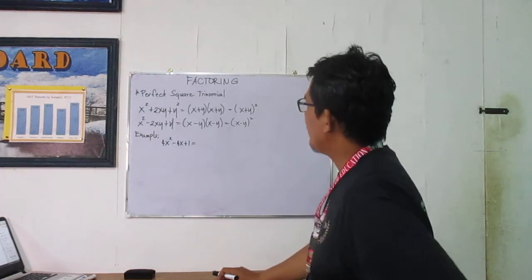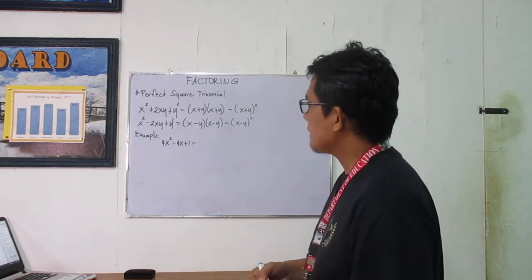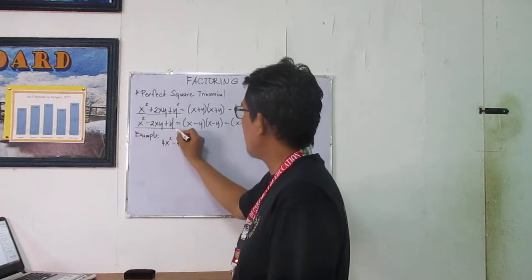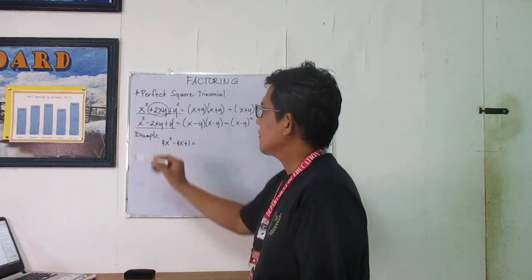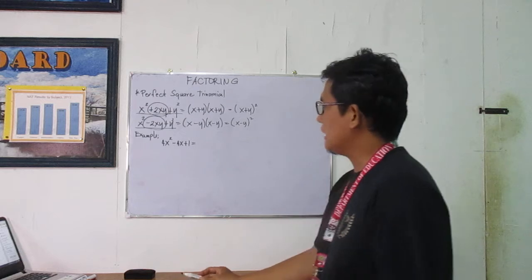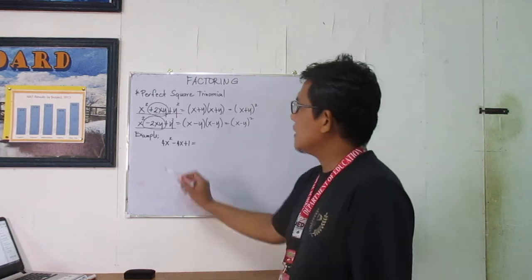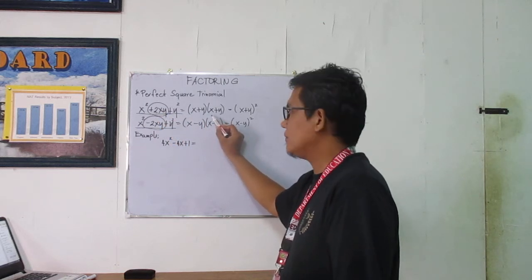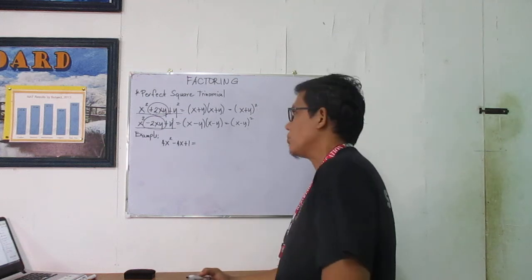Okay, so let's proceed with factoring perfect square trinomial. So we have here two formulas. If you are given this formula and this formula, they differ only on the sign of our middle term. The first formula is positive and the second is negative, and that will greatly affect our factors, because if we have a positive middle term, our factors will all be positive, and if you have a negative in the middle term, all factors will also be negative.